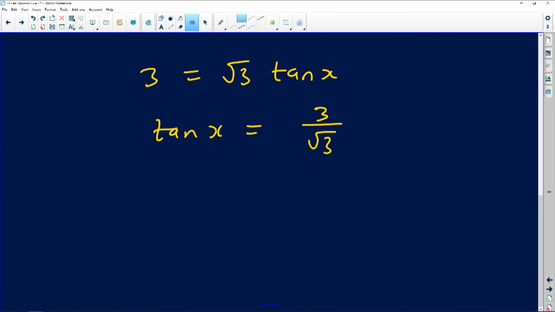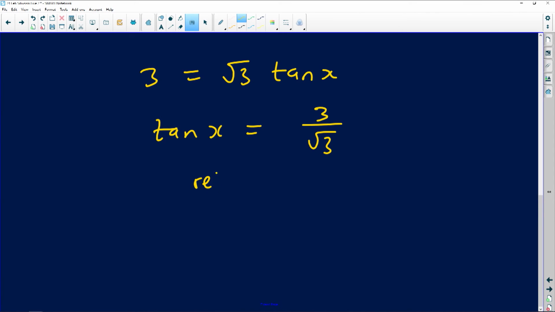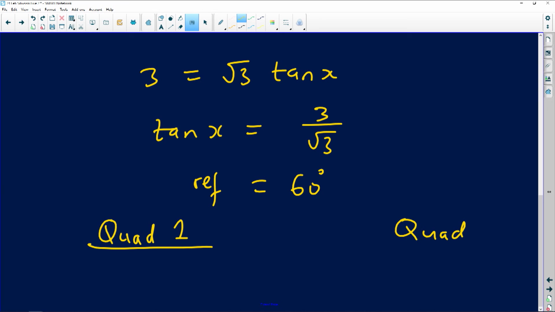Right. When you are here, it's just a matter of finding what we call the reference angle, because they're asking for the general solution. Arctan of the fraction 3 divided by the square root of 3 gives you exactly 60 degrees, which is your reference angle. So I'm going to say my reference angle is 60 degrees. Therefore, my answers are going to come where tan is positive. Tan is positive in quad number 1. Tan is also positive in quad number 3. Yes, quad 1 and quad 3. Remember, all are positive here, tan is positive there.